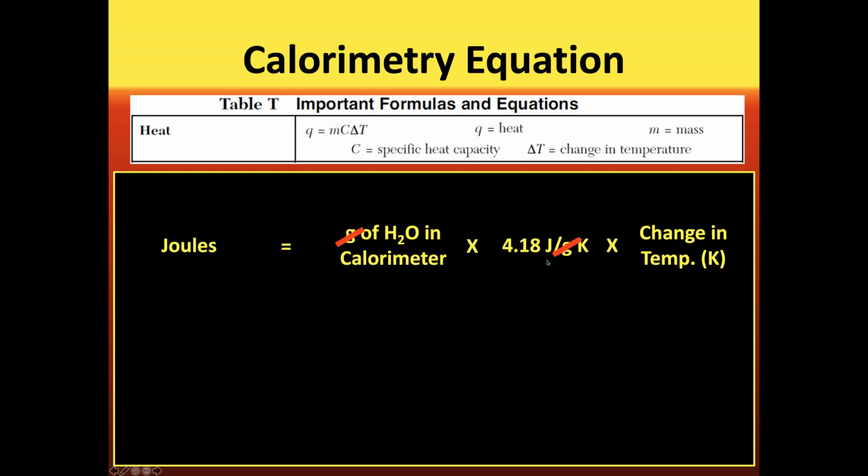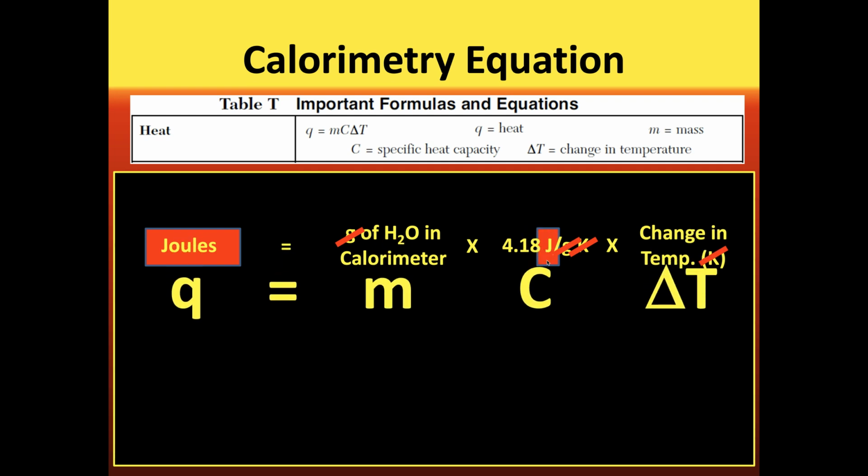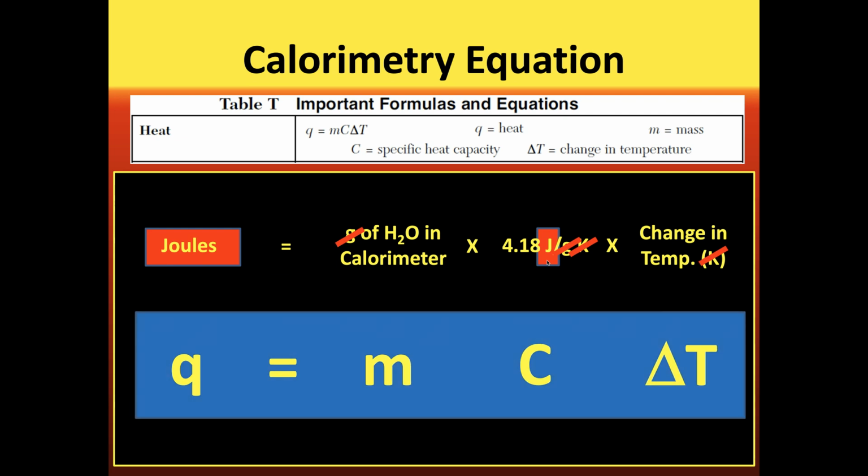So when we do this, we get the formula Q equals mass of water times specific heat capacity times change in temperature. Q equals MC delta T. I said MC delta T.